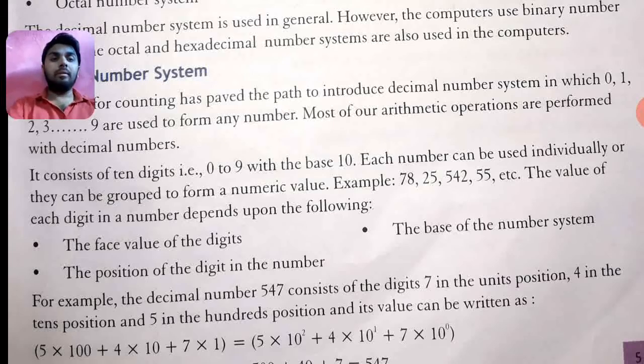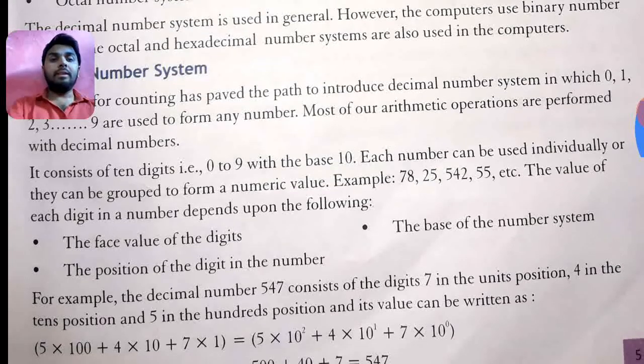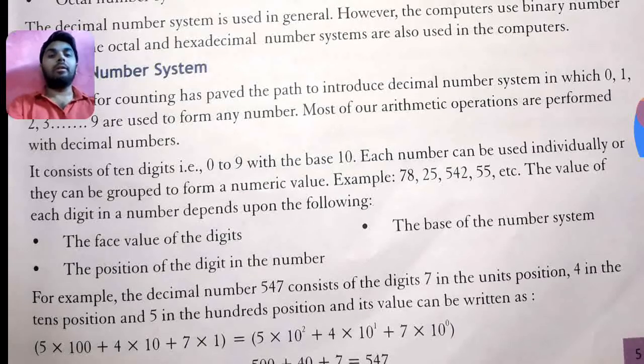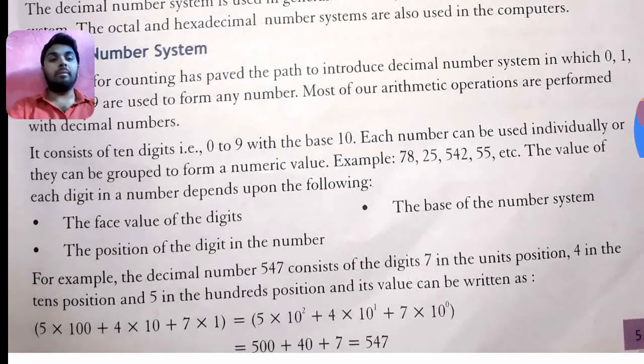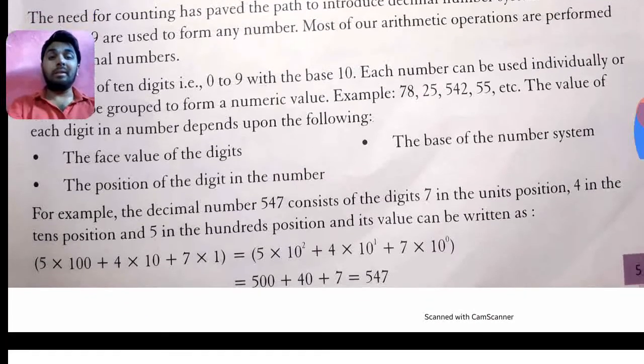Example: 78, 25, 500, 42, 55, etc. The value of each digit in a number depends upon the following: the face value of the digit, the position of the digit in the number and the base of the number system. How much base it contains.